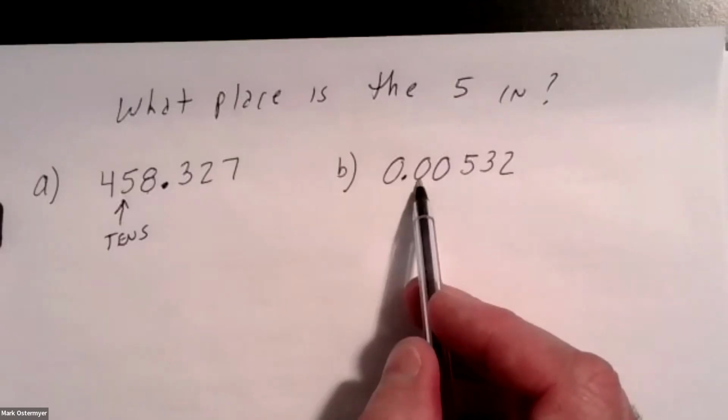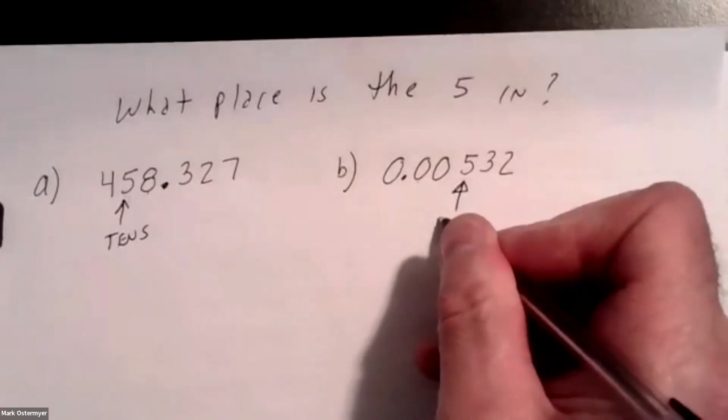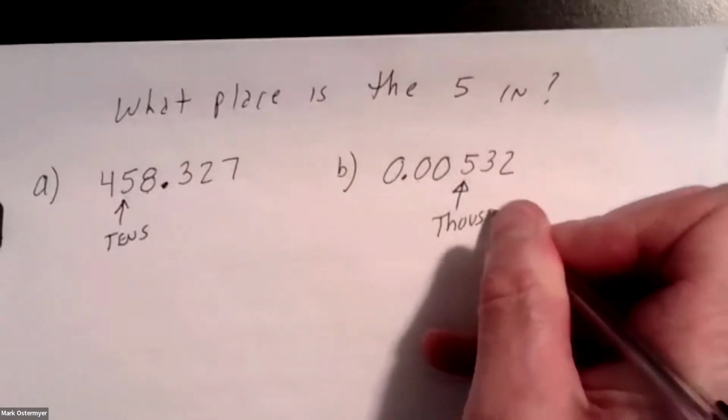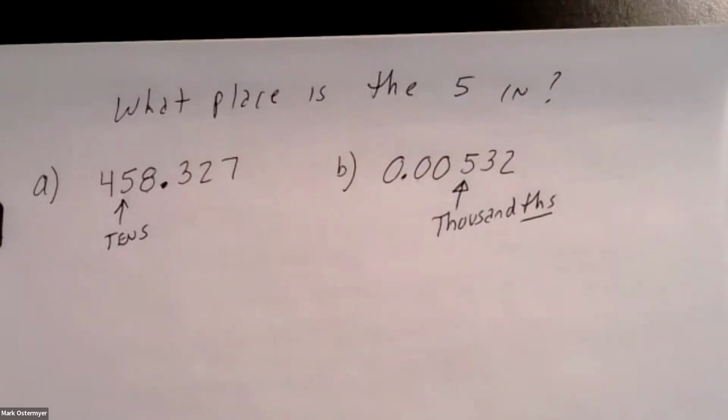What place is the 5 in now? Thousands. Tens? Hundreds? What place? Yep, thousands. The 5 is now in the thousands place, not thousandths, but thousands. Make sure you have the THS ending, okay?